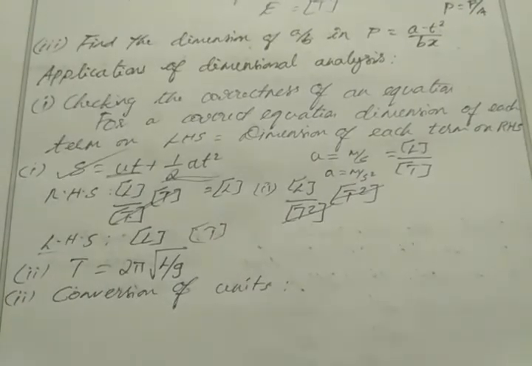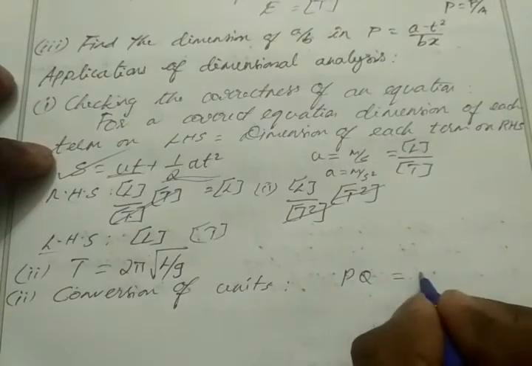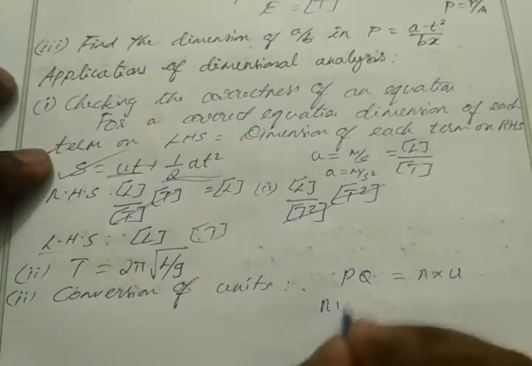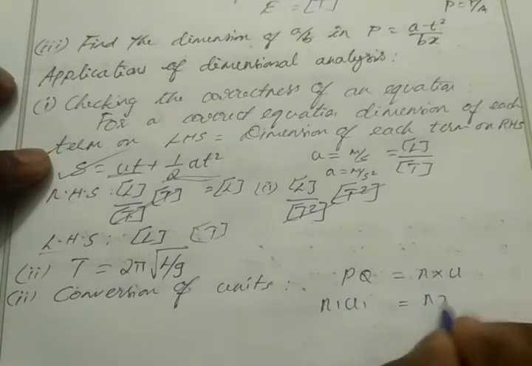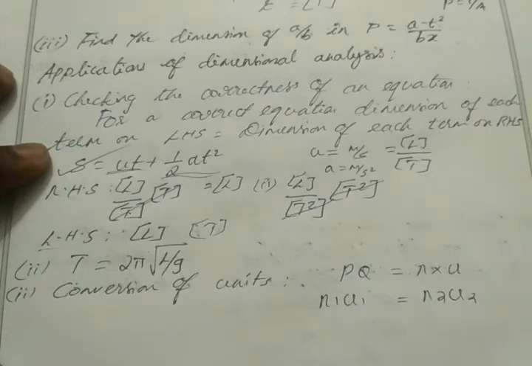So next one, conversion of units. This is the second application: to convert the value of any physical quantity from one unit to another unit. For example, we know any physical quantity has two terms. First one is n, the numerical value. Next one is u, the unit. So if I have two values, n1 u1 equal to n2 u2. I know the value of n1 u1, but I don't know the value of n2 u2.